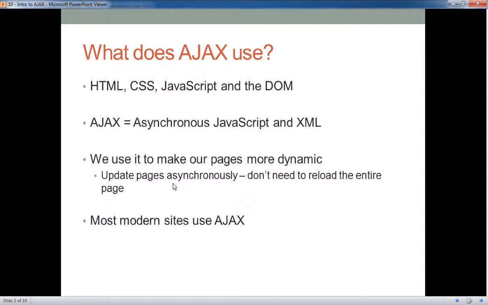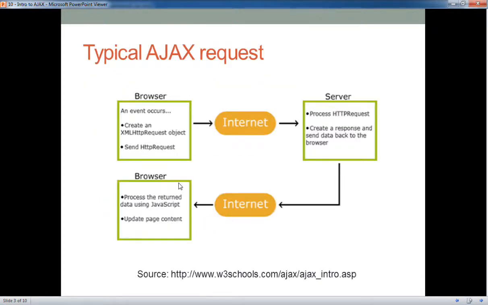So as I mentioned, most modern sites use Ajax. A typical request looks like this. If we start at the upper left-hand corner, we have our browser. An event occurs. What does an event mean? Well, it means that a user clicked a button or they submitted a form, or something happened within the browser. Recall that websites are very event-driven. That is, our applications are waiting for things to occur in order for something to happen in the application. Clicking a button causes something to be added to a shopping cart, or submitting a form causes the user to log in or become registered.